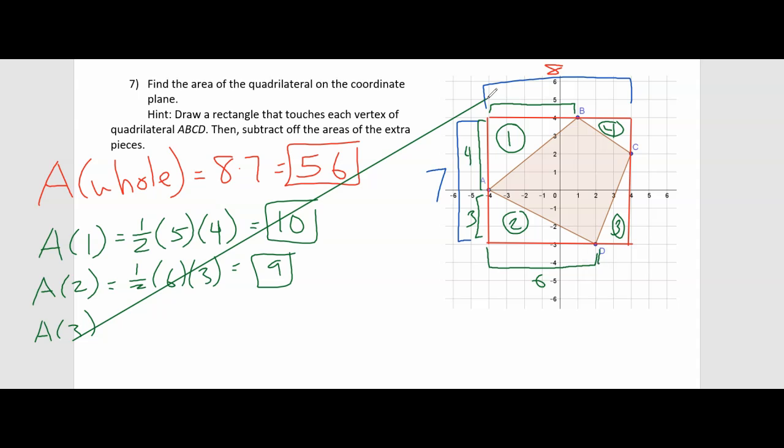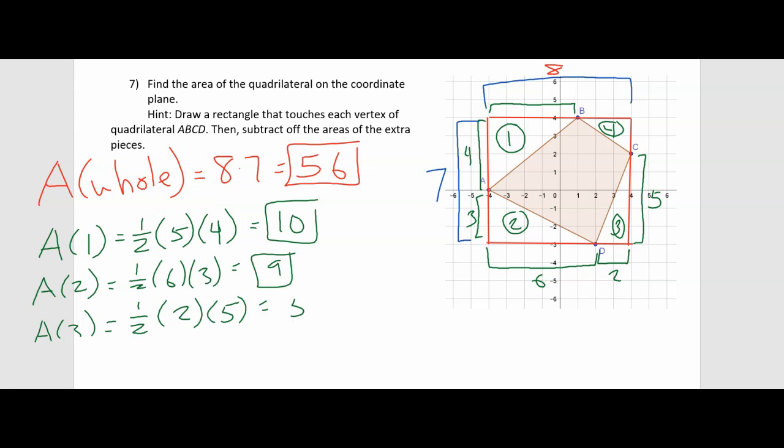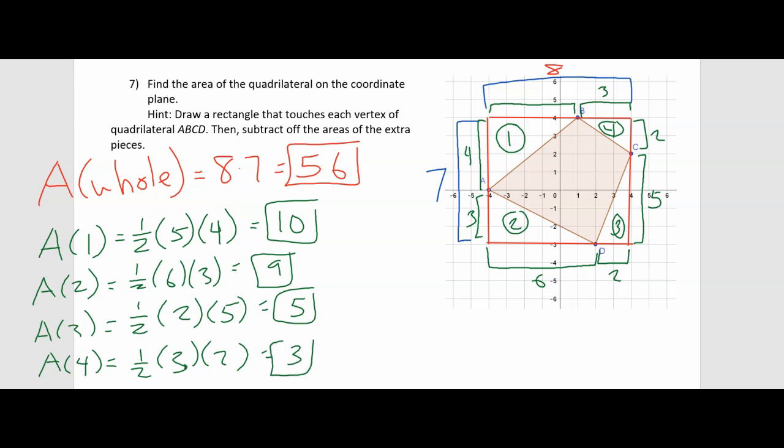Area of 3. And you can see this is not a conceptually difficult process. It just can be tedious because you've got a bunch of stuff to do or to figure out. So I get 1/2 times 2 times 5. That's going to give me 5. And the area of 4, base is 3, height is 2, 1/2, 3. 1/2, 3 times 2, which is equal to 3.